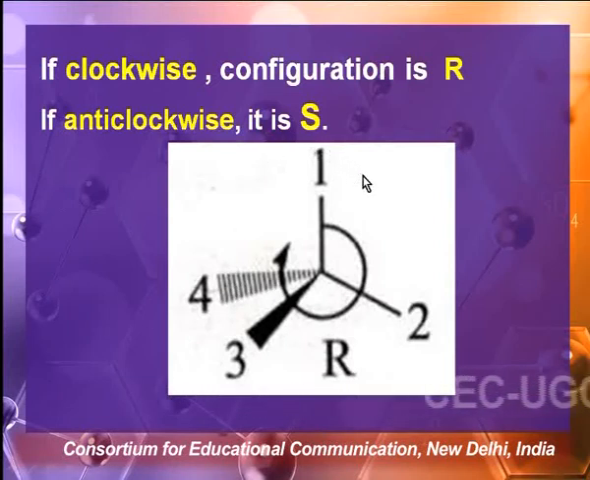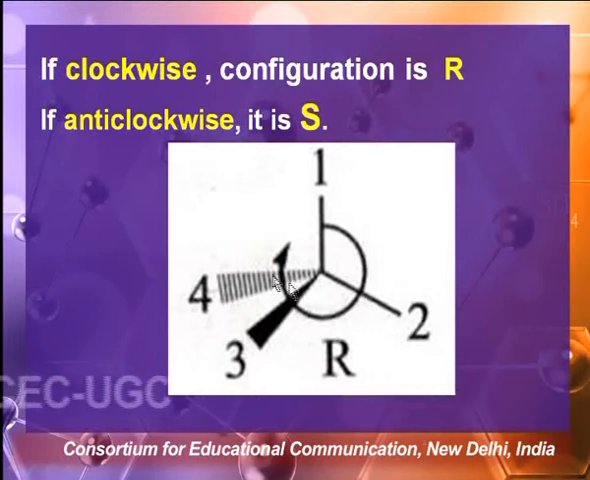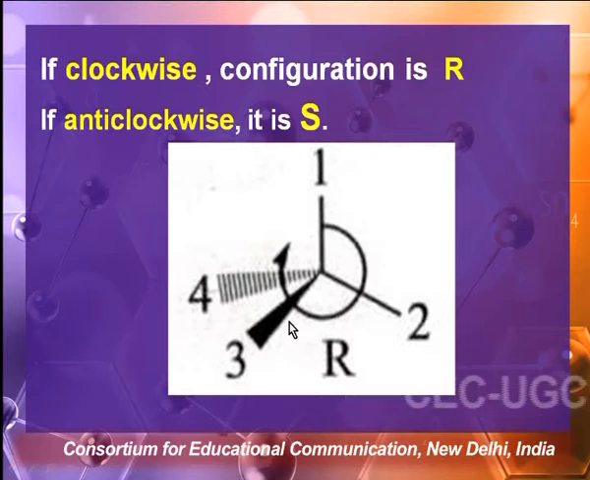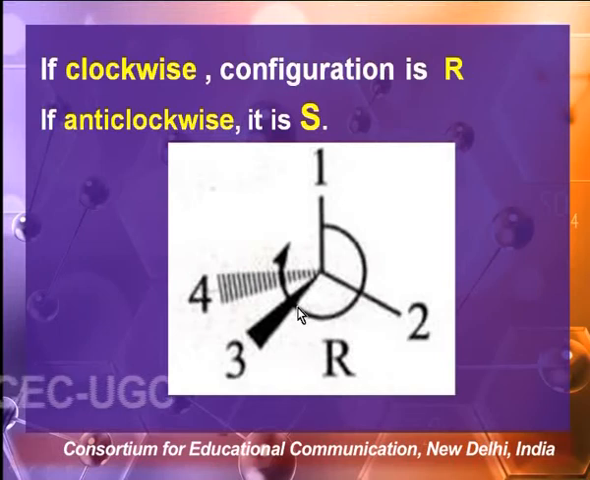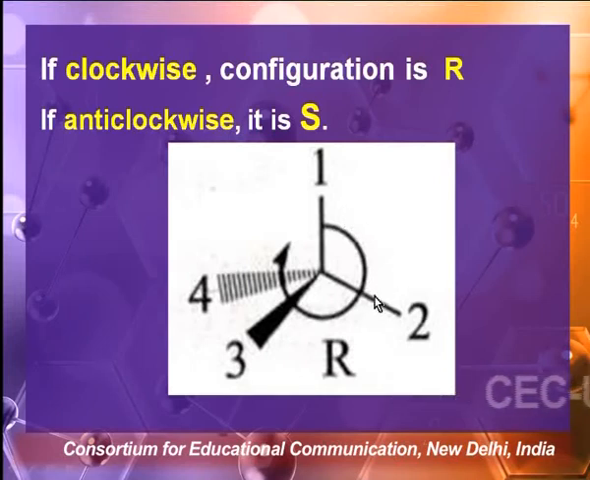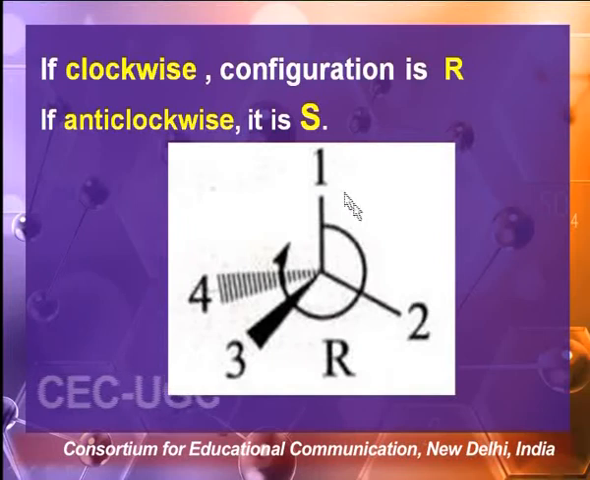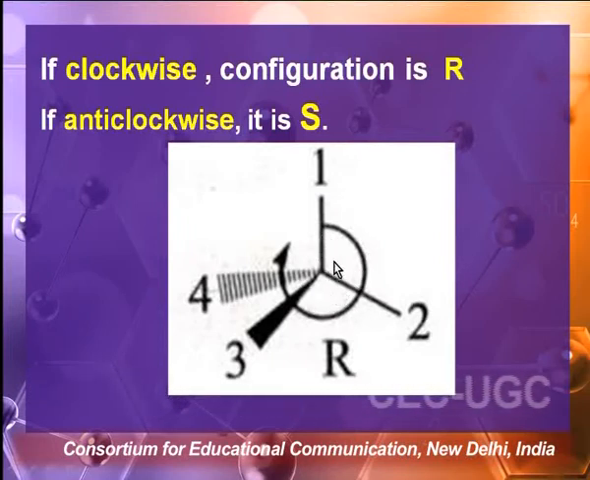Now we will look at the molecule from the group having highest priority to the lowest priority. And if our eye travels in clockwise direction, the configuration is R. So as you can see on your screens, we are going from 1 to 2 to 3 to 4 in clockwise direction. Therefore, this molecule has configuration R.